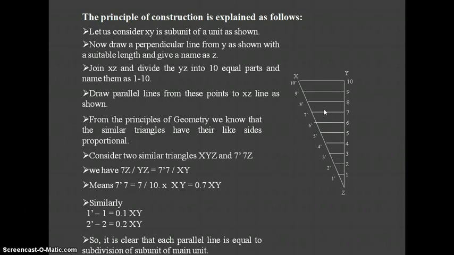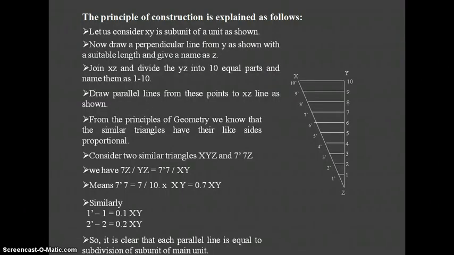First remember, XY is the subunit of the main unit. In that XY we need to know the subdivision of XY again. Here these parallel lines represent the subdivisions of this subunit XY. By this we can construct a diagonal scale for representing the two decimal points of the main unit. I hope you understand this principle of construction for the diagonal scale and its introduction. If you go through the example problem, you can easily understand.